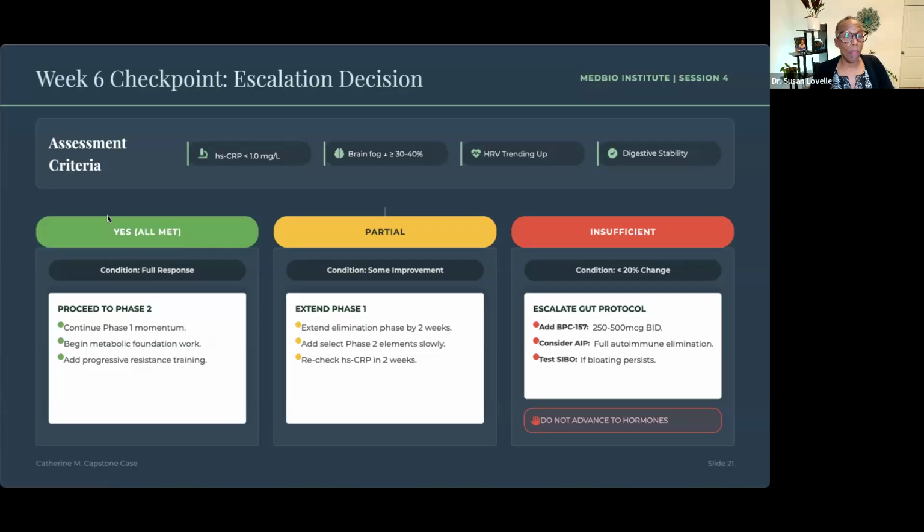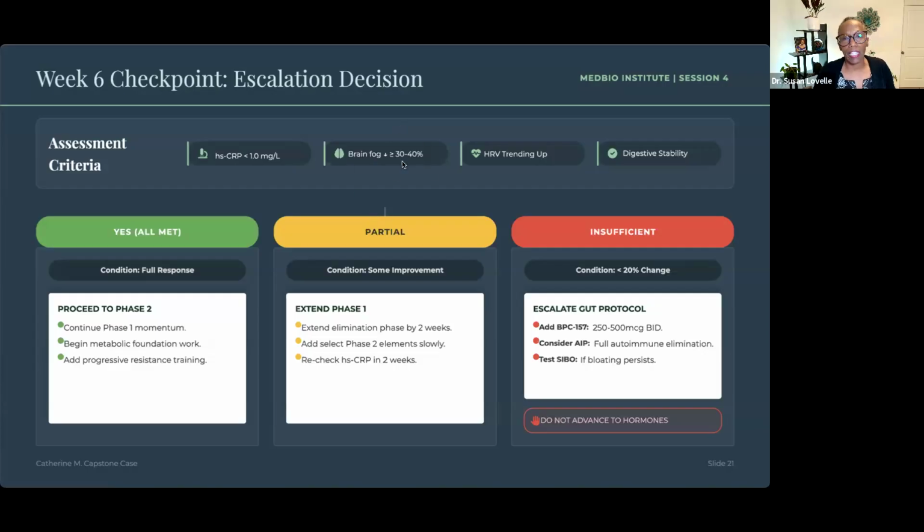So yes, if it's all met, that means, wow, she did really, really well. And if she did all of these, she's feeling good, so she's ready to go to the next one. You can keep her going. If she's got a few of them, some improvement, maybe you extend the elimination phase a couple more weeks. Maybe you start adding a little bit of phase two, and you can recheck. You don't have to always recheck the labs. You can look at the clinical things.